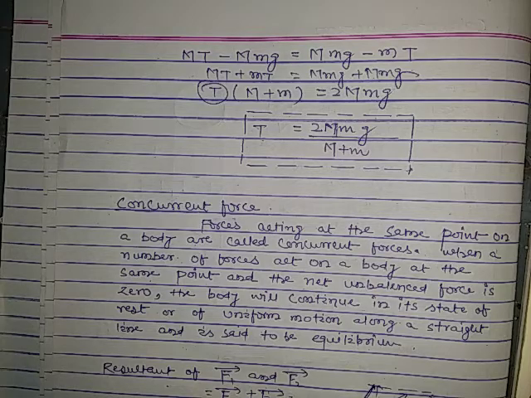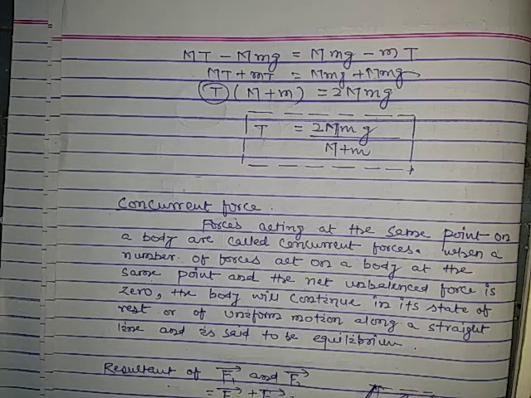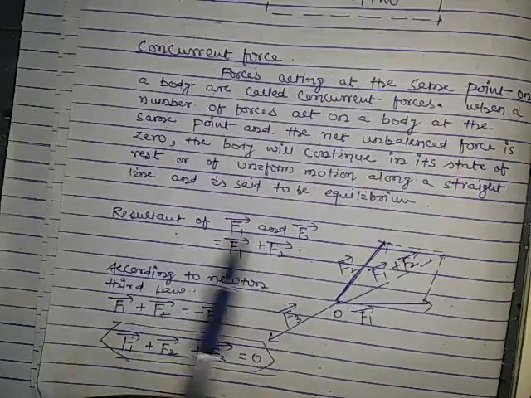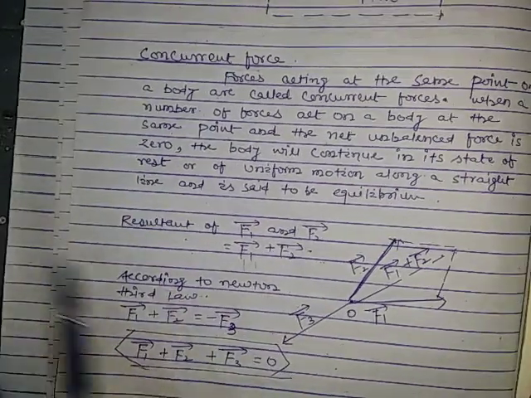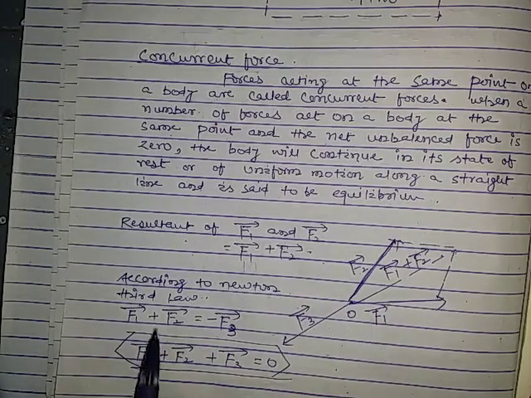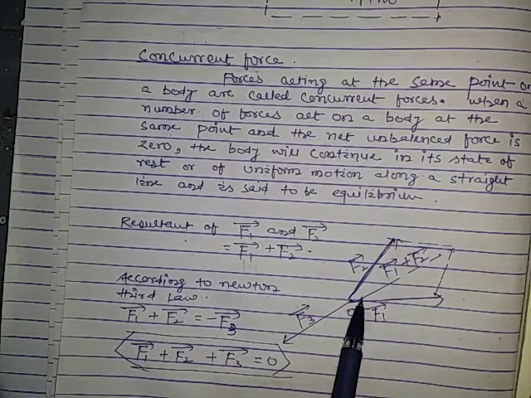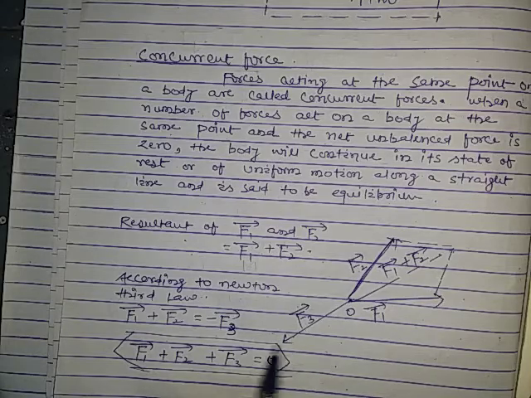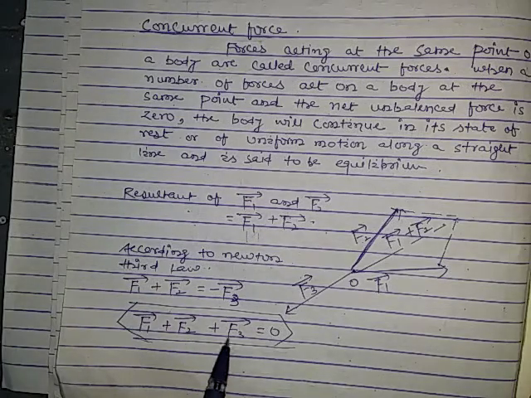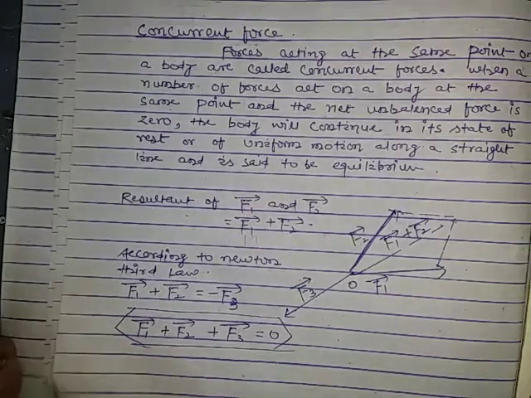Now, after that, we see the resultant of F1 and F2 is F1 plus F2. According to Newton's third law, F1 plus F2 is equal to minus F3. So F1 plus F2 plus F3 is equal to 0.